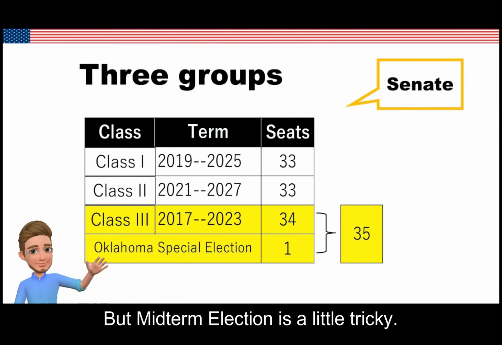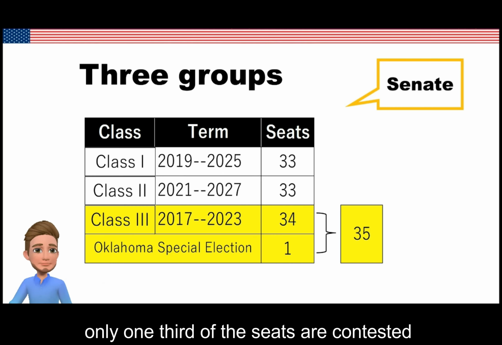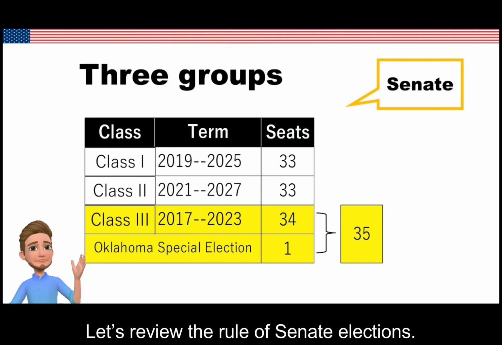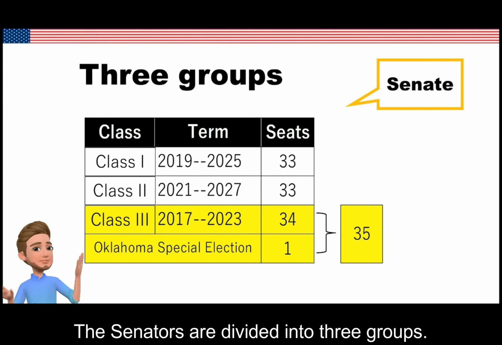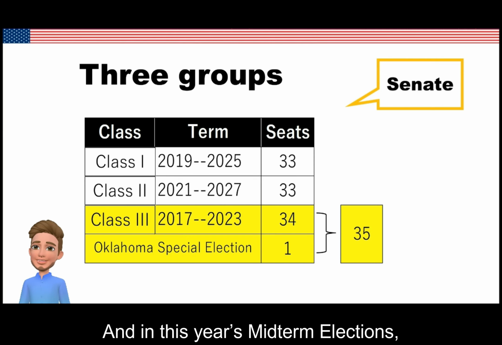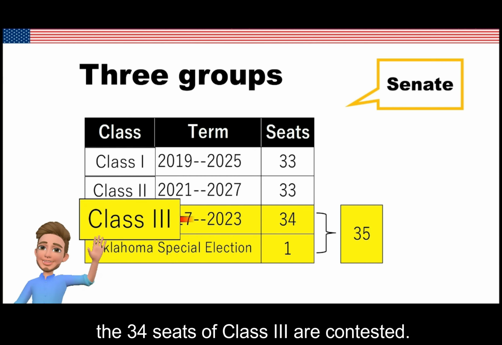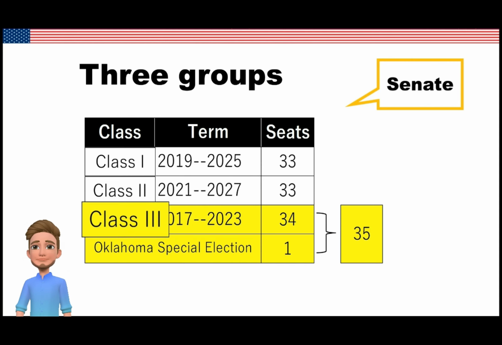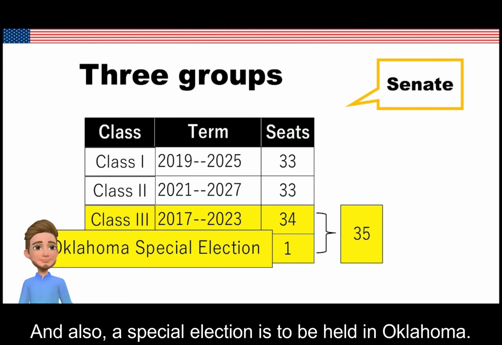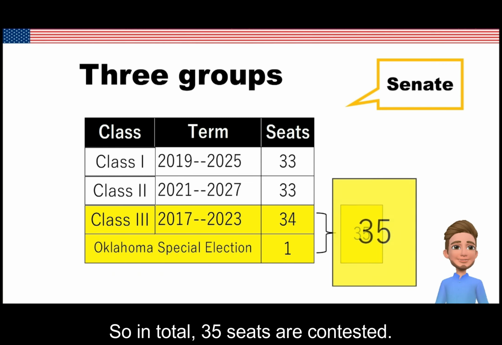But a midterm election is a little tricky. As we saw in the Part 1 video, only 1/3 of the seats are contested in the midterm elections. Let's review the rule of Senate elections. The senators are divided into 3 groups: Class 1, Class 2, and Class 3. And in this year's midterm elections, the 34 seats of Class 3 are contested. And also, a special election is to be held in Oklahoma. So in total, 35 seats are contested.